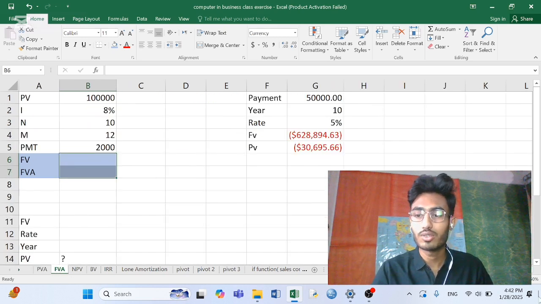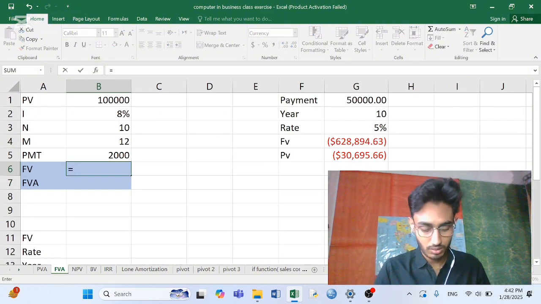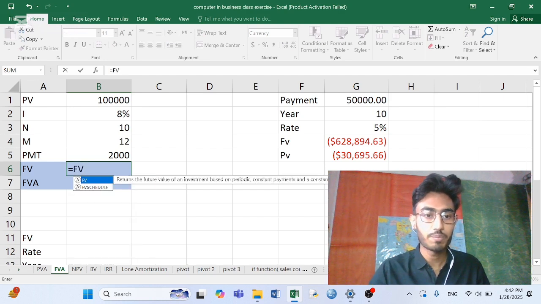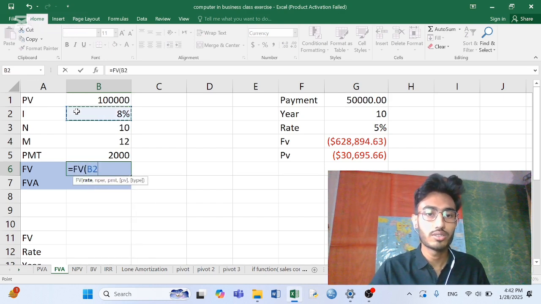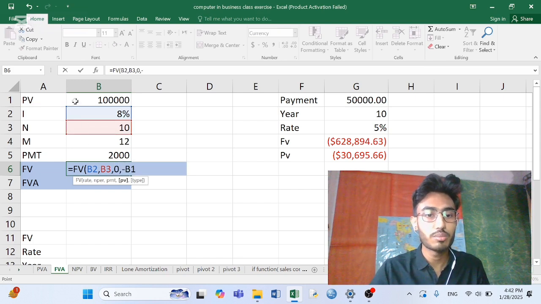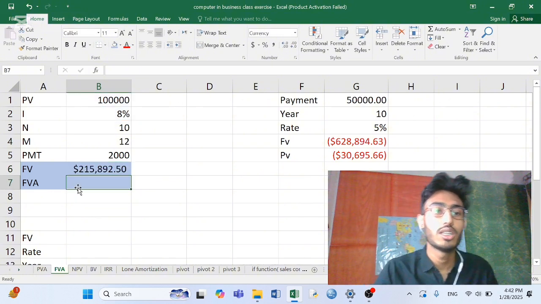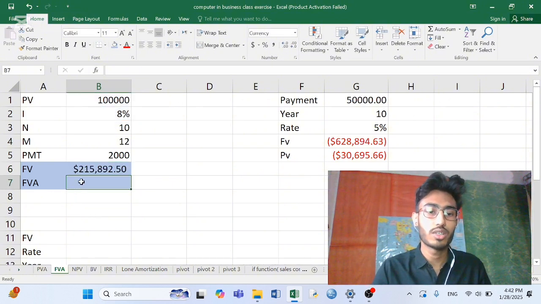Now it's time for future value. To calculate normal future value, the formula is equal FV. Select the formula, the first one. Then interest rate 8%, year 10 years, and then we have no installment, so 0, and the present value is in minus figure, and enter. Here's the result. And then the future value of annuity.